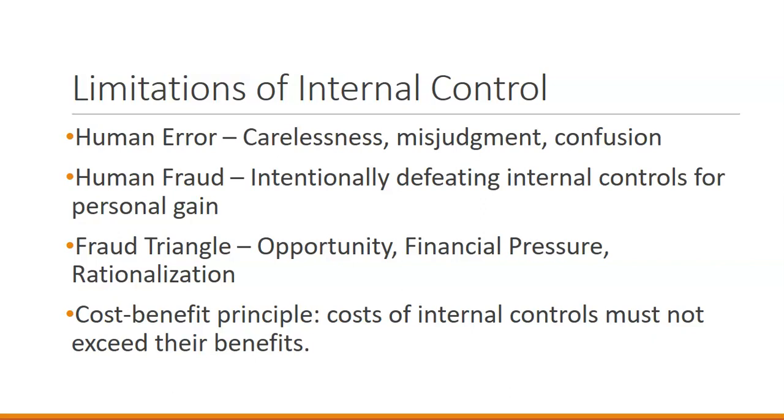Then we have human fraud. So human fraud is the intentional defeat of internal controls for personal gain. We talked about the fraud triangle in chapter 1, that we have opportunity, financial pressure, and rationalization. Internal control is intended to reduce that opportunity.